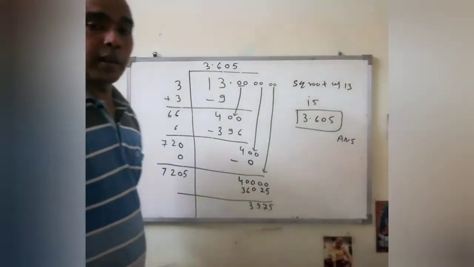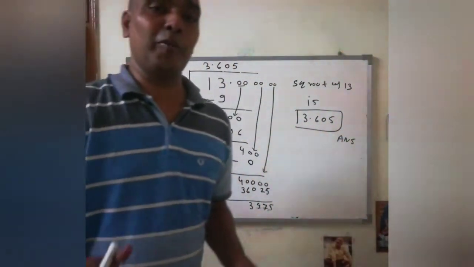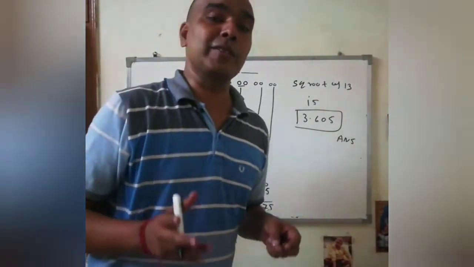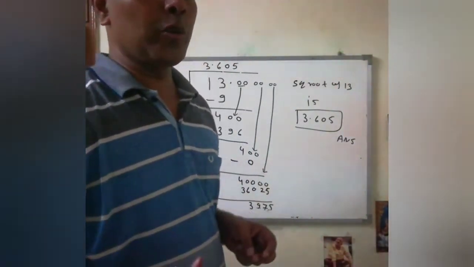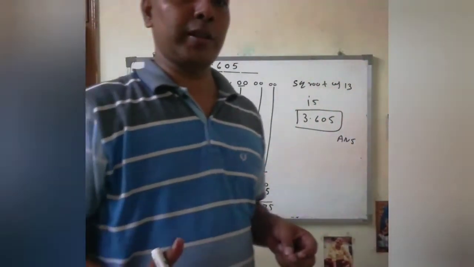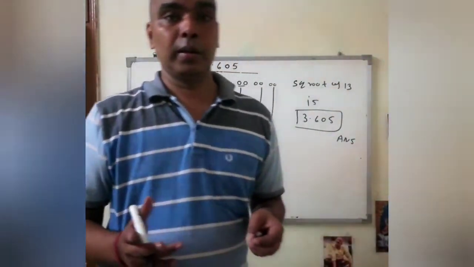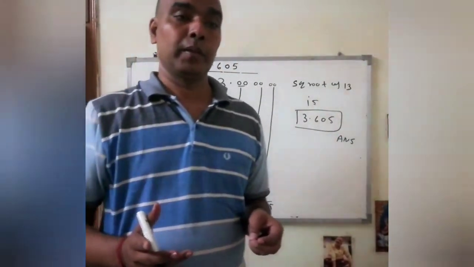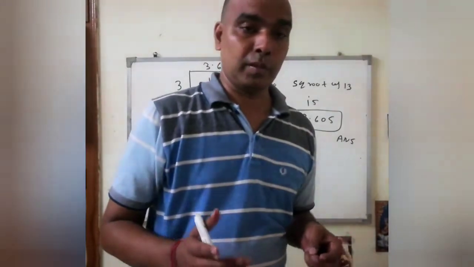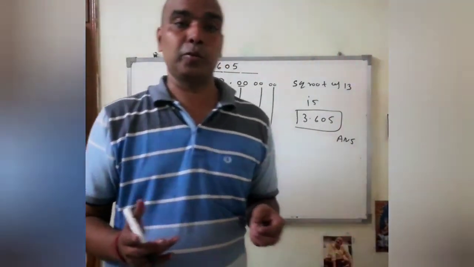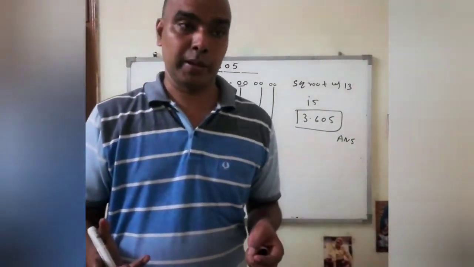So in this way I have covered all types of problems to find the square root. Now you have to solve 5 questions in the description block. Once you are comfortable in square root, I will start the next chapter.